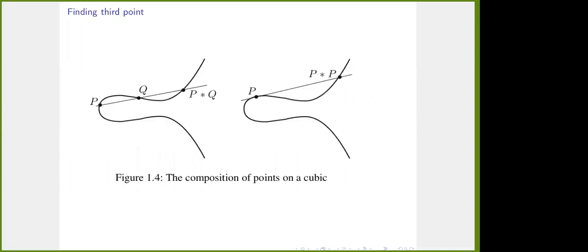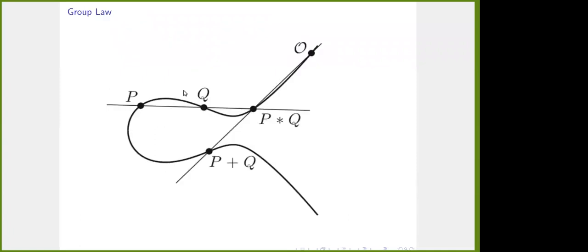So this is a geometric description of finding the third point. If you have P and Q, you draw a line through the elliptic curve, and the third point, I'm calling it P star Q, but this is not actually the group law. The group law will be the inverse of this point P star Q. All these pictures are from Silverman and Tate.